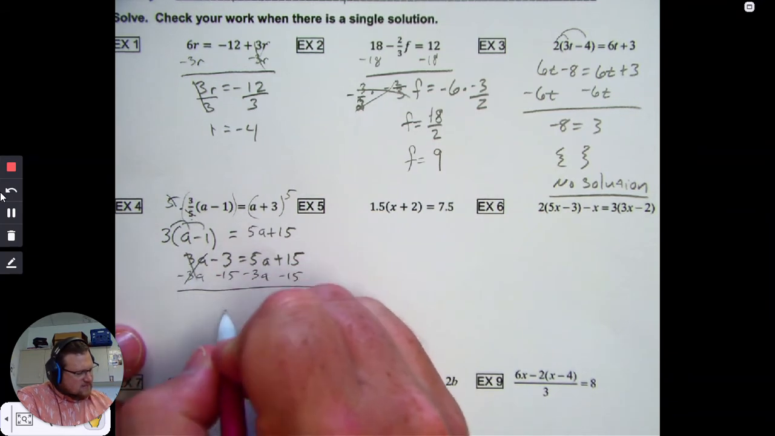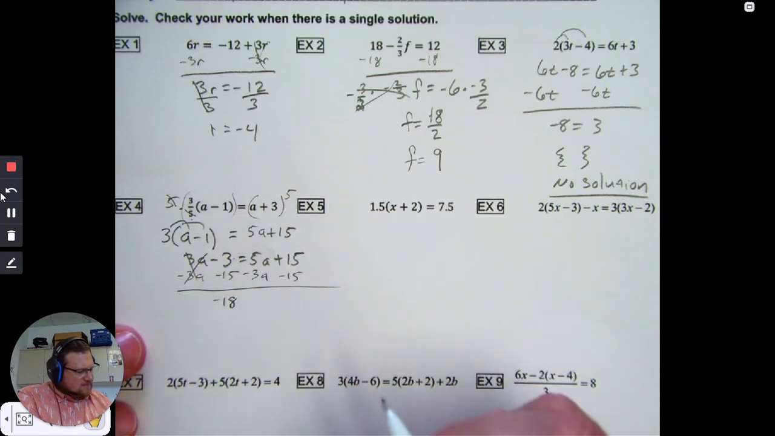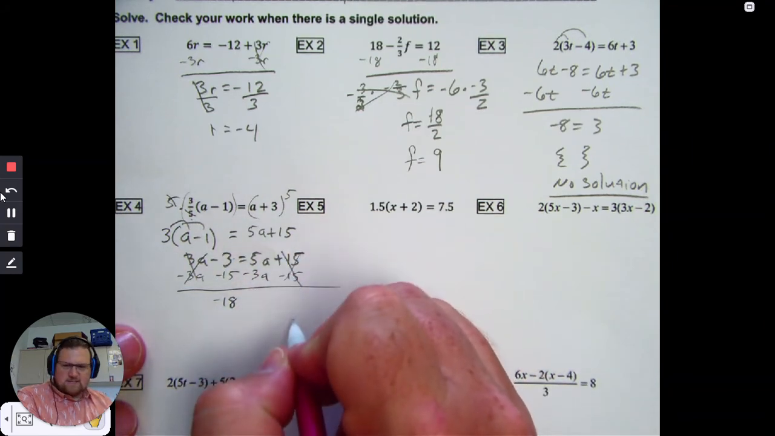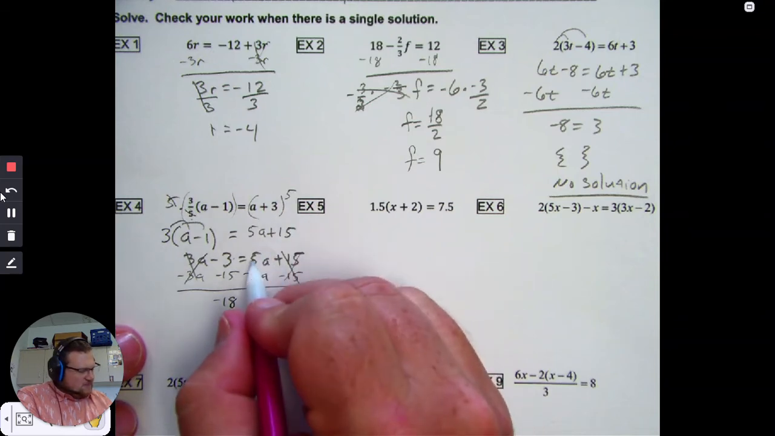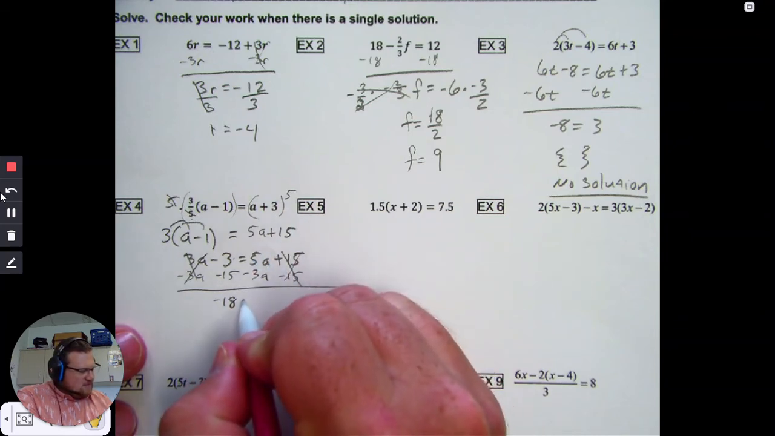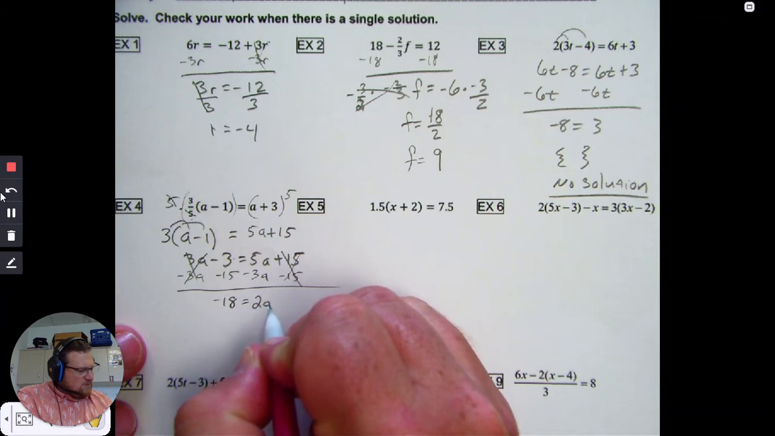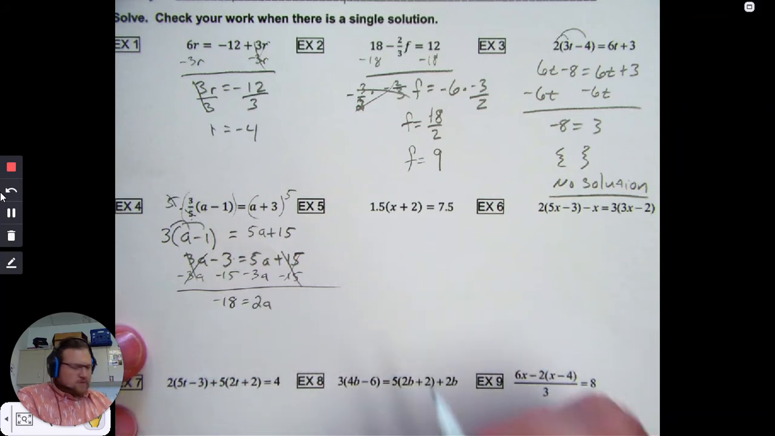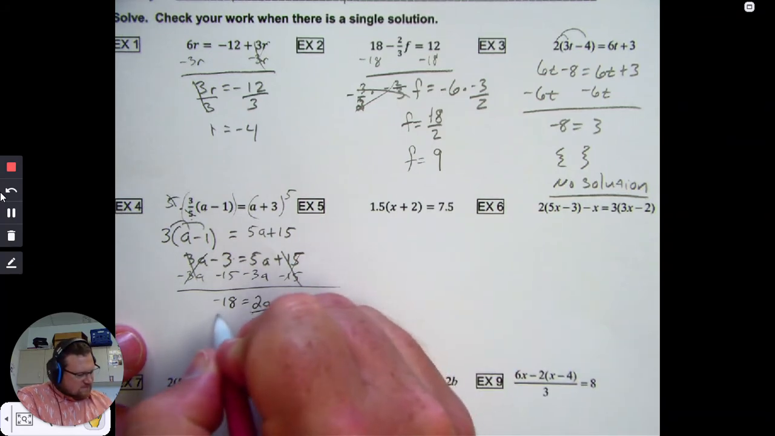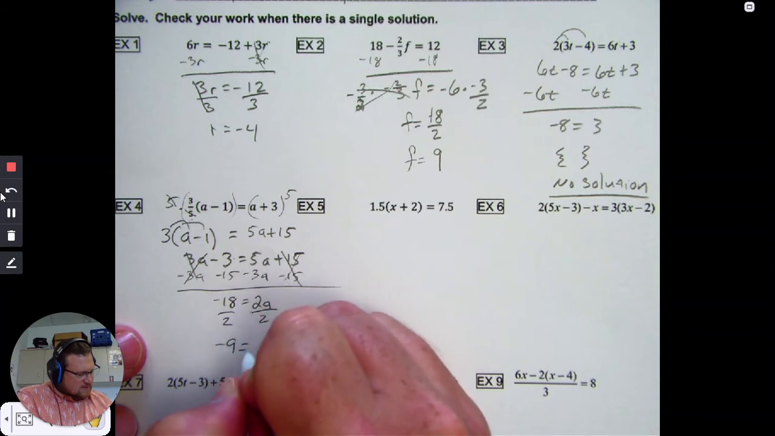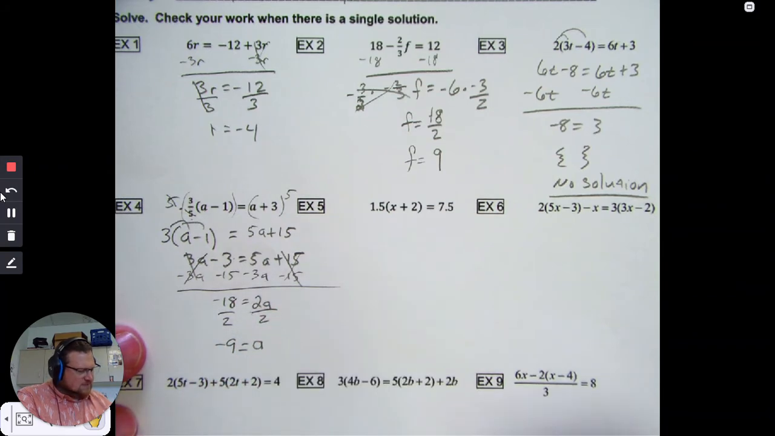So those cancel out. Negative 3, negative 15 is negative 18. Those 15s cancel each other out, so we're left with 5a minus 3a, so this has to equal 2a. So then if we want to solve for a, we just simply divide both sides by 2, and we get that negative 9 equals a.